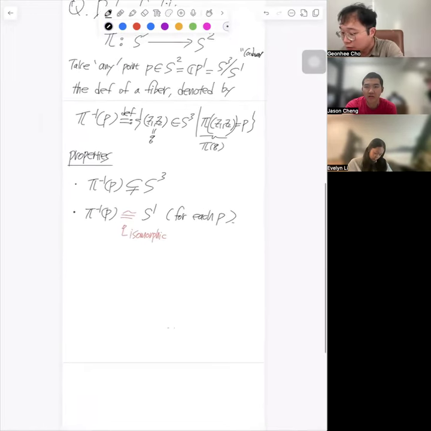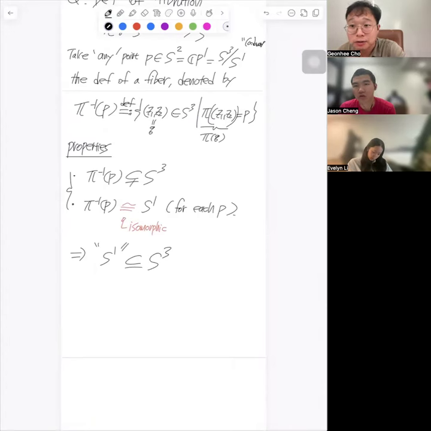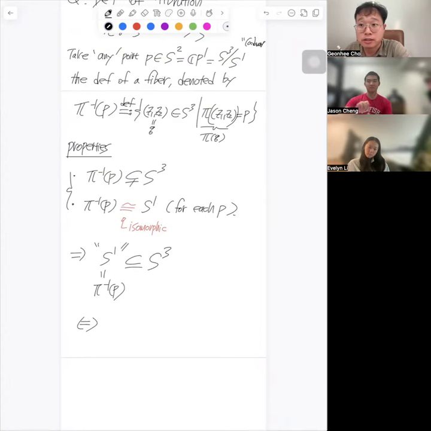If you combine these two properties, please understand what this notation means. S1 is in S3, even though it might seem not to make sense, since S1 is a subset inside of C1, whereas S3 is a subset inside of C2. You might wonder how that makes sense. This means we identify pi inverse of P as S1, and this is a subset inside of S3. Is that okay with you? Yep. Please go ahead, Jason.